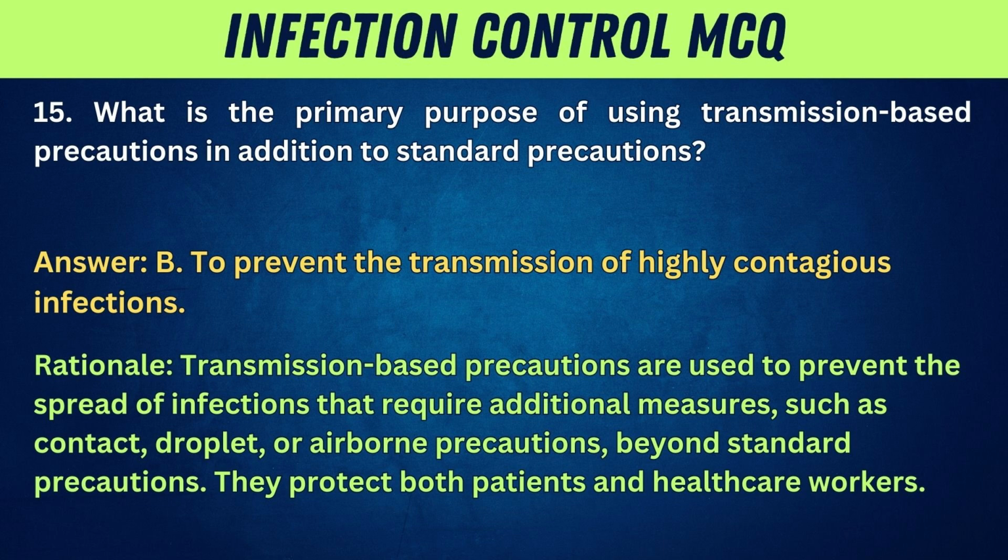Rationale: transmission-based precautions are used to prevent the spread of infections that require additional measures, such as contact, droplet, or airborne precautions, beyond standard precautions. They protect both patients and healthcare workers.